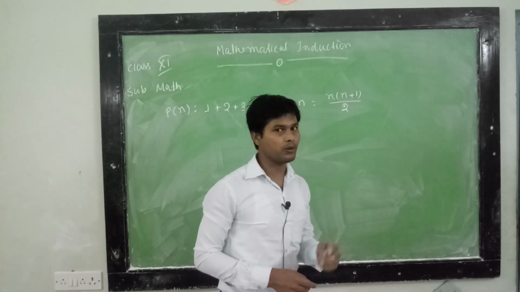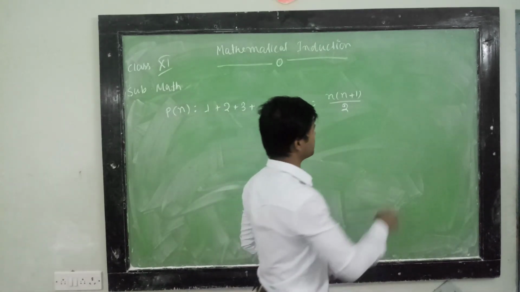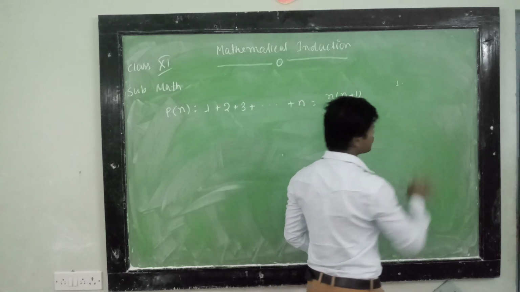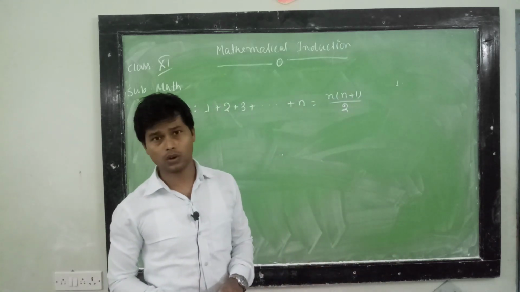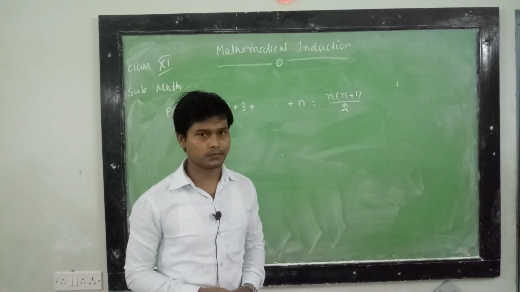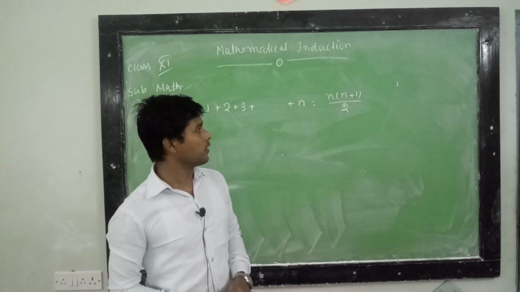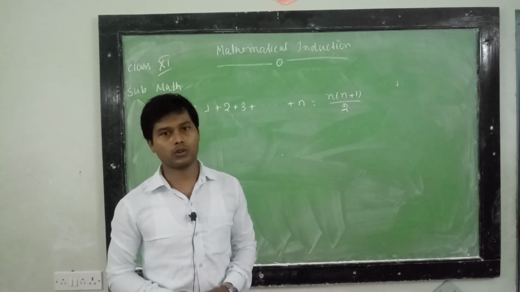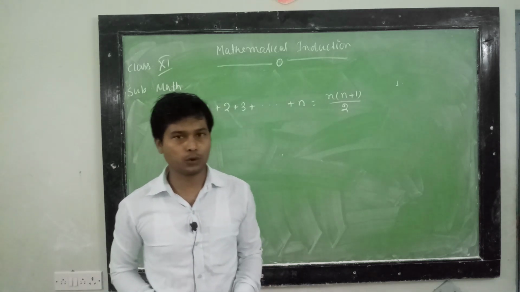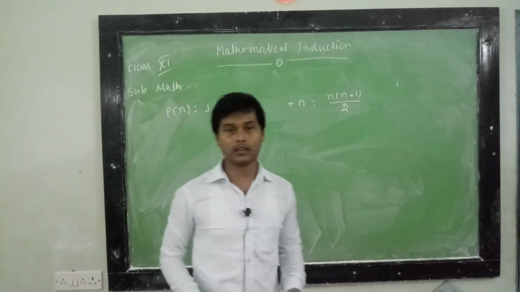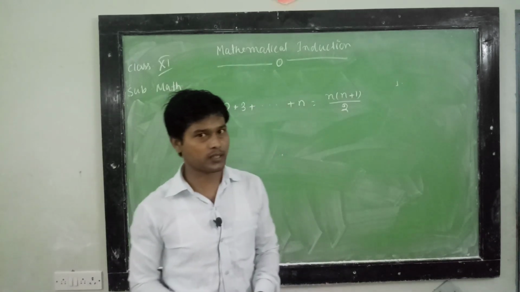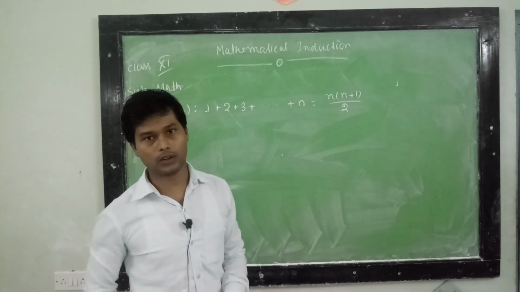So we have to follow 2 steps. First, we have to check whether the statement is true for n equal to 1 or not. If the statement is true for n equal to 1, we'll consider that the statement is true for n equal to k, and hence we will prove that the statement is true for n equal to k plus 1. Then we can say that the statement is true for all values of n.